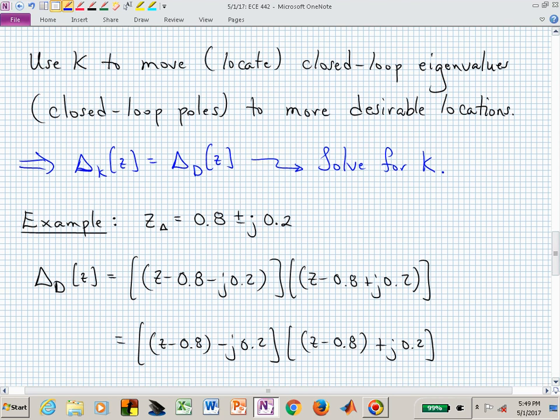And if we now associate or collect these different pieces of this expression, let's now collect z minus 0.8. That's the real part.